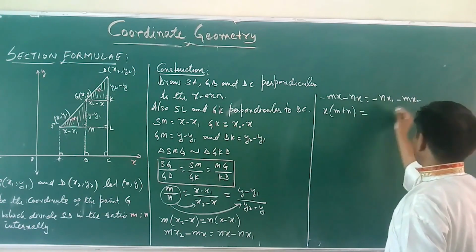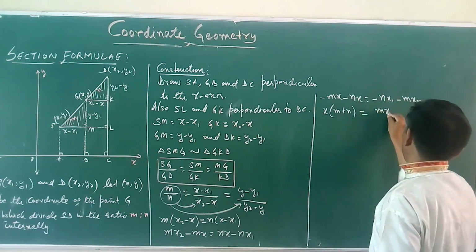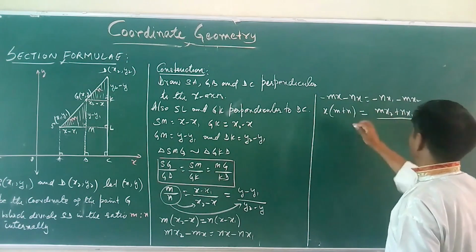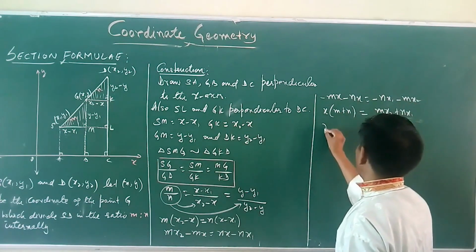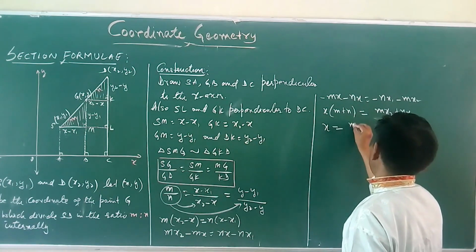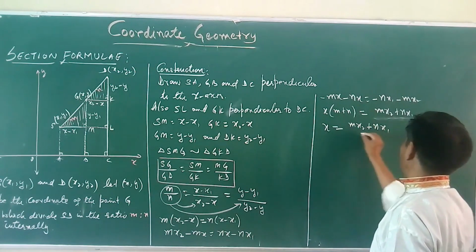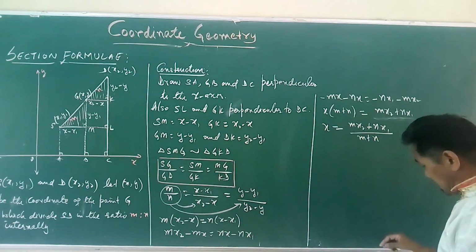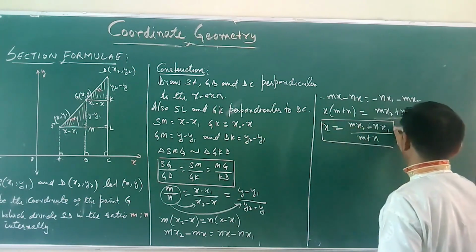Just rearranging, m x2 plus n x1 divided by m plus n, which is equal to the x coordinate. So that is the formula for the x coordinate.